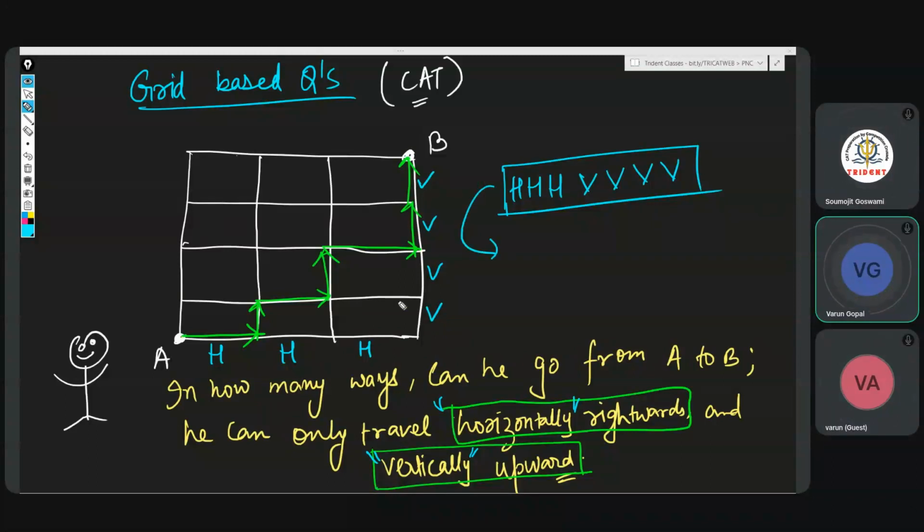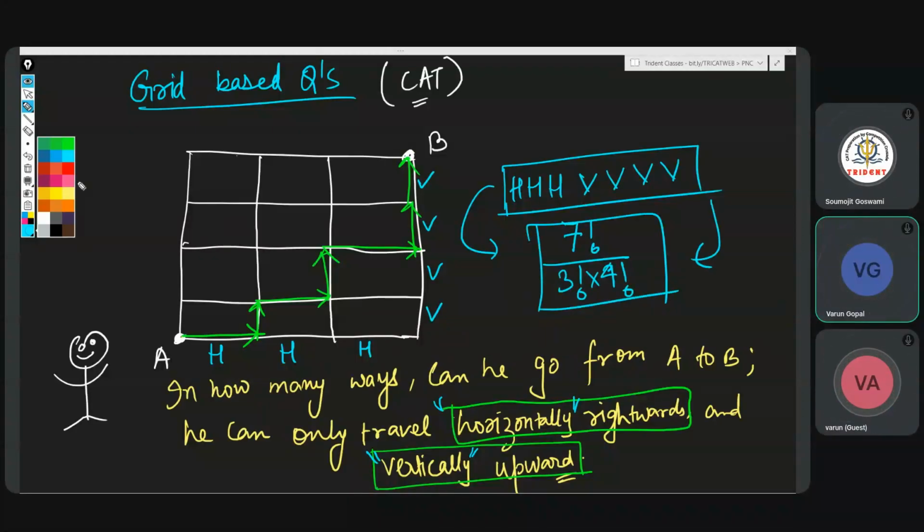Do I know how to find the permutation of H's and V's in this case? How many arrangements can you make out of H's and V's together? Not 6 factorial. 4 plus 3 is 7. This is 4, this is 3. It's 7 factorial by 3 factorial into 4 factorial.